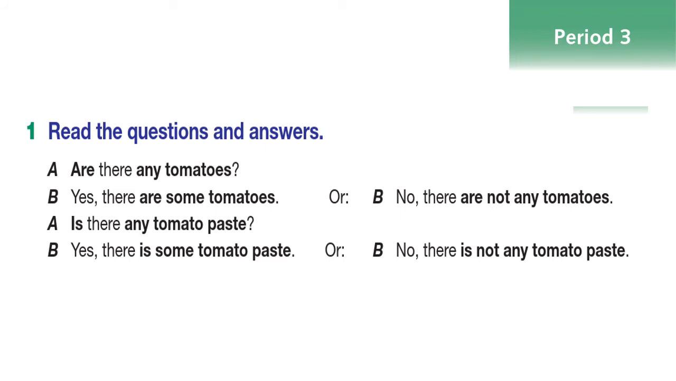Let's go to these examples from our book. Are there any tomatoes? Yes, there are some tomatoes. أنا عندي إثبات. السؤال استخدمت any. في الإثبات قال yes, there are some tomatoes. طب لو قال لا ما عندناش. No, there aren't any tomatoes. Is there any tomato paste? Yes, there is some tomato paste. No, there isn't any tomato paste.